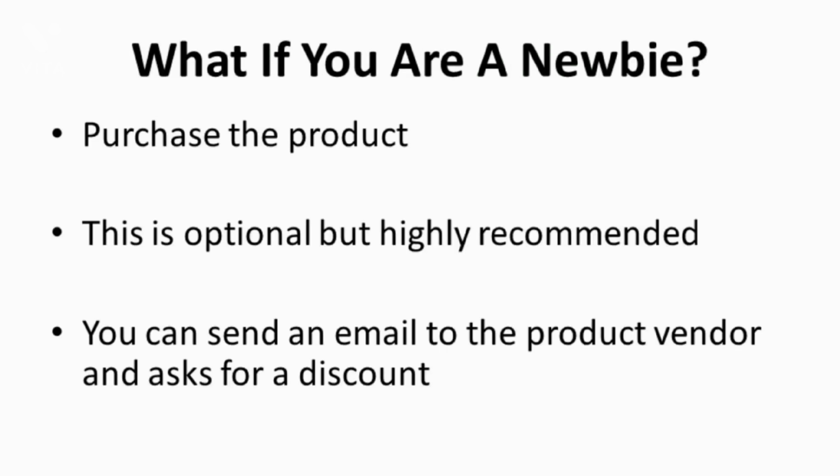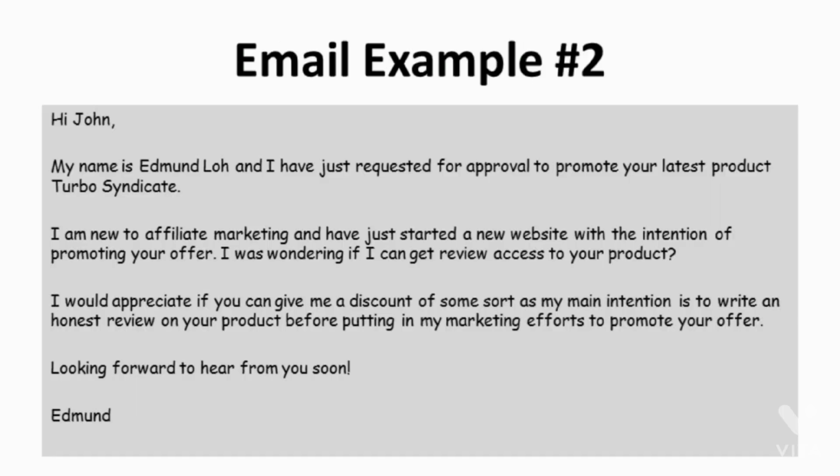What if you're a newbie? No worries, there is always another plan for you. Purchase the product. It's highly recommended for you to purchase the product, but it's optional. Another solution for you is sending an email to the product vendor and asking for a discount. Here you go for the second email example for a newbie. The same format applies, the only difference is you're revealing to the product vendor that you're new to the affiliate marketing program. And then, state the purpose of you sending the email, short and precise.